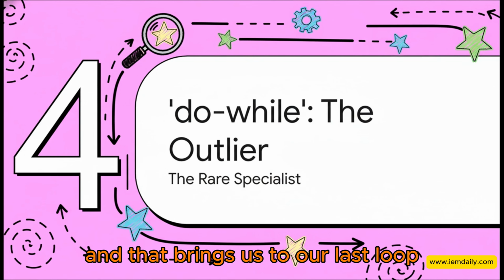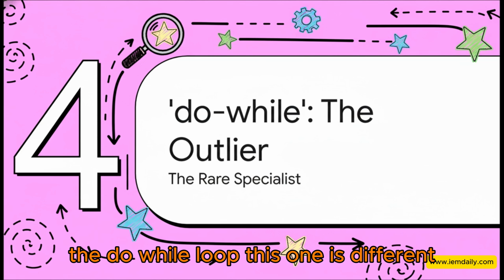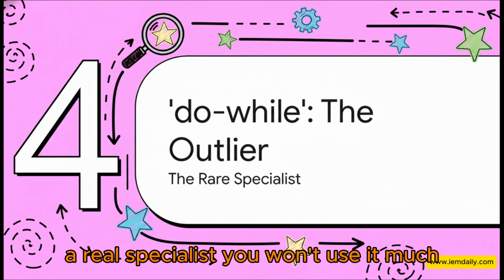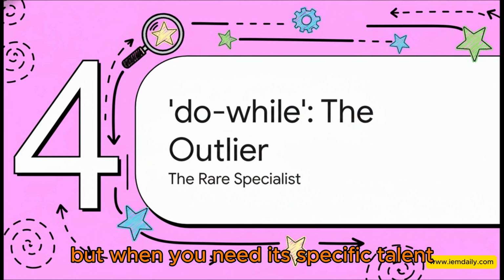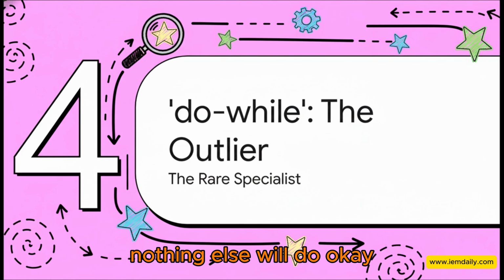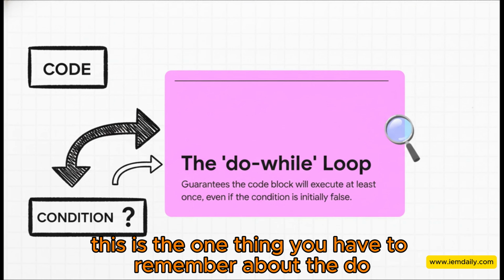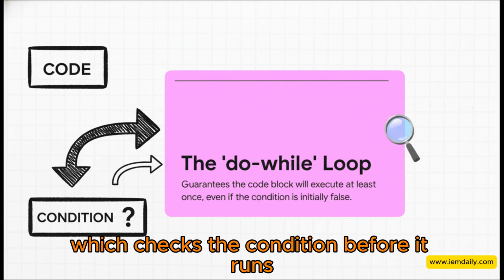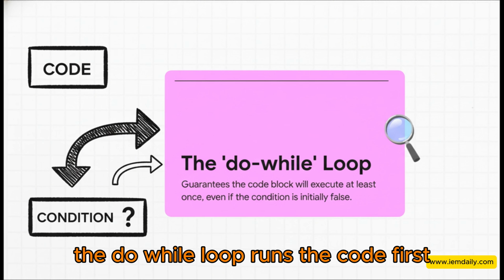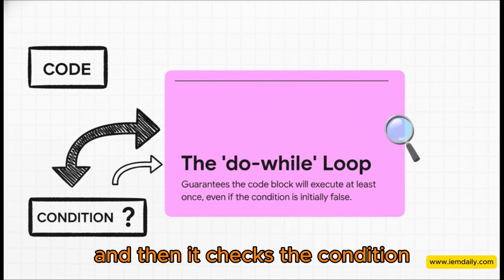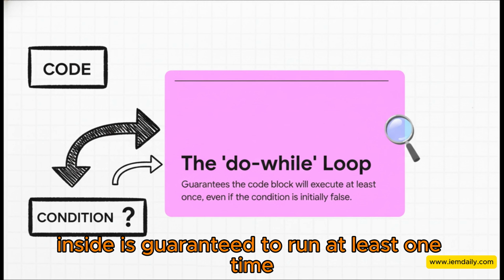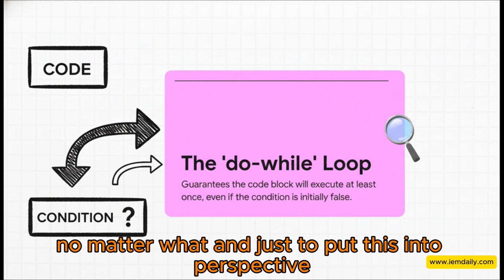And that brings us to our last loop, the do-while loop. This one is different. It's the oddball of the group, a real specialist. You won't use it much, but when you need its specific talent, nothing else will do. Okay, this is the one thing you have to remember about the do-while loop. Unlike a normal while loop, which checks the condition before it runs, the do-while loop runs the code first and then it checks the condition. And what does that mean? It means the code inside is guaranteed to run at least one time, no matter what.